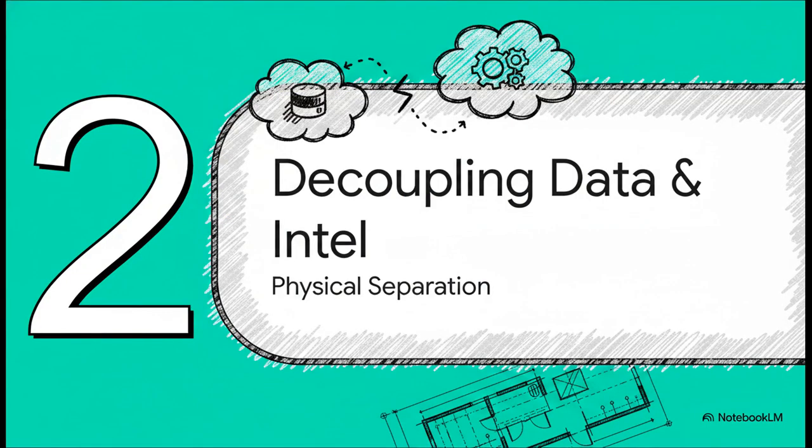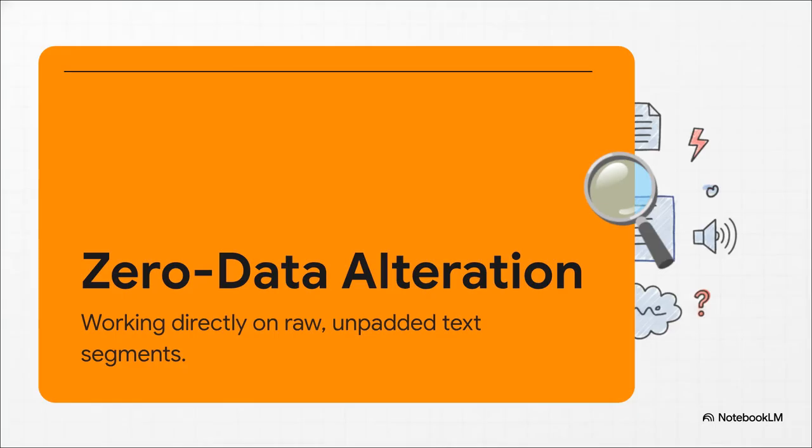Moving on to Section 2, Decoupling Data and Intelligence. Let's talk about physical separation. This brings us to a really foundational concept in the OmniRAG architecture, zero data alteration. This is the philosophy of working directly on raw, unpadded text segments. You literally do not mutate the source data.